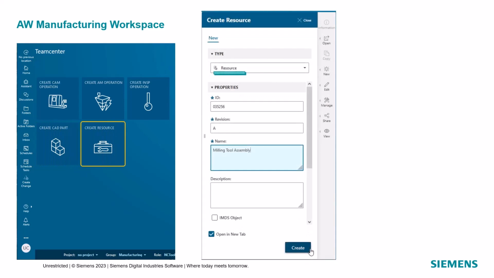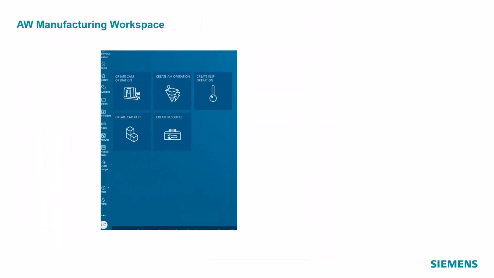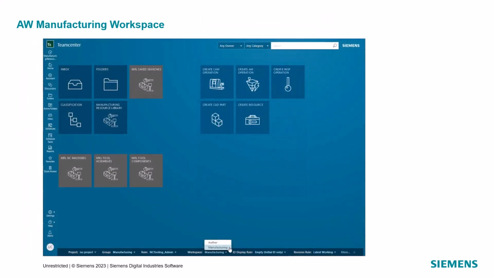Using Create Resource, the tool engineer can quickly initiate a new resource item. For all the create operations, you can select the desired item type to specify what object should be created. Now you have a good overview of the manufacturing workspace.